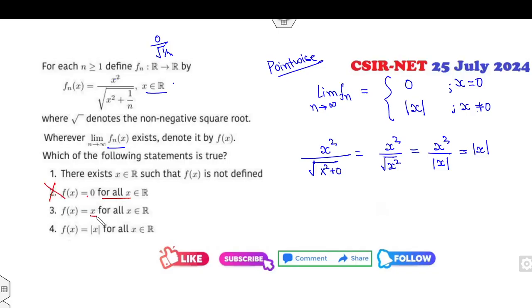Wrong. It is for x for all x. Wrong, because x equal to 0 is 0, otherwise something. And mod of x. Yes, I can write this quantity also as a mod of 0. So that means fn converges to the mod of x for all. Limit does not exist. That's wrong, because the limit exists for all the cases. So the right answer is D, my correct answer.